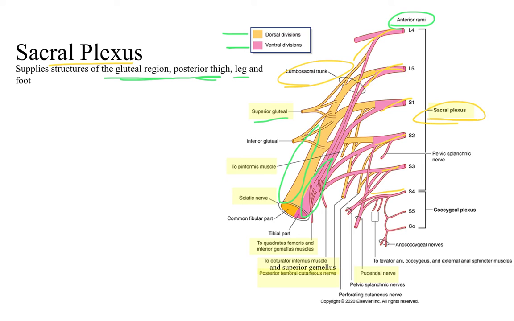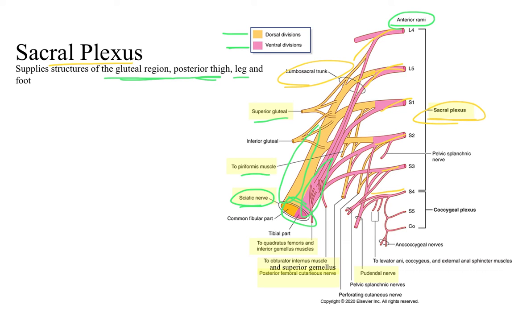The superior gluteal would innervate the gluteus medius and minimus muscles, as well as the tensor fasciae latae. The nerve to piriformis would obviously go to the piriformis muscle. The sciatic nerve we'll cover in the next slide, because obviously the sciatic nerve is enormous. In fact, we talked about that. It's the largest nerve in the body, so it's going to go to a lot of places.